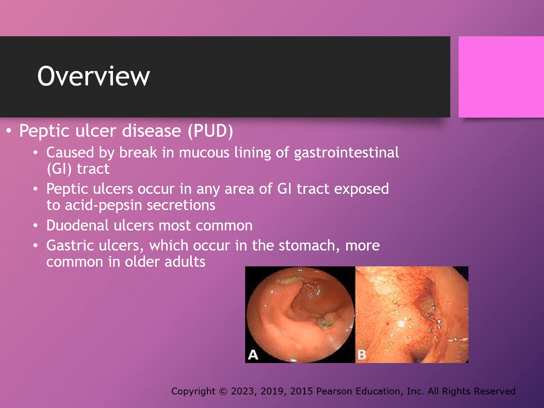So in our overview, peptic ulcer disease is a chronic health problem caused by a break in the mucus lining of the GI tract where it comes in contact with gastric juices. Peptic ulcers may occur in any area of the GI tract exposed to acid and pepsin secretions. And look at that word, acid. We know acid breaks down things, so it's going to break down the food we eat, but the more acid we have, it affects that lining. It includes the esophagus, the stomach, and the duodenum.